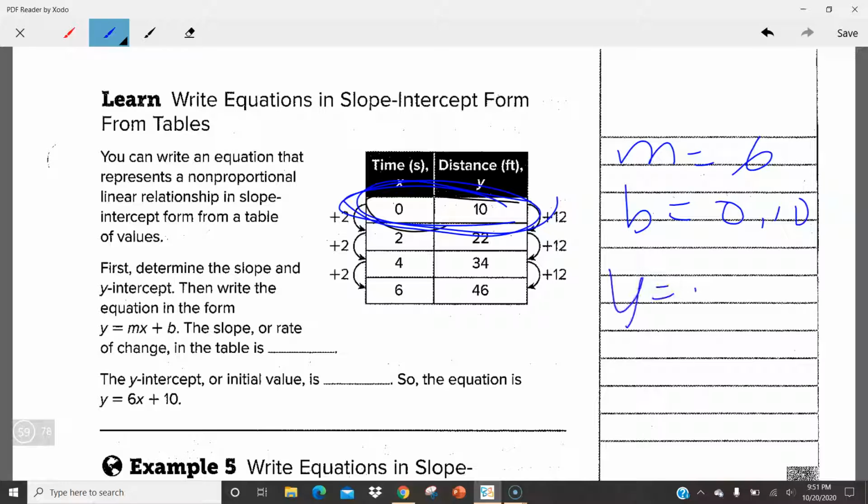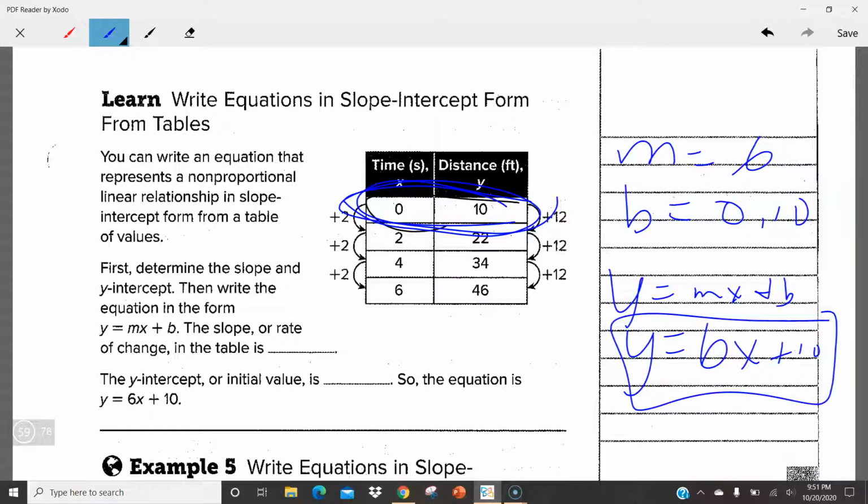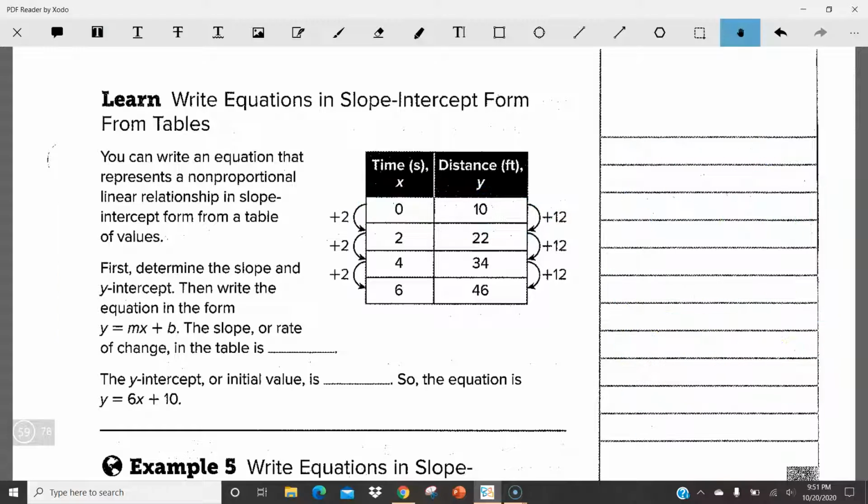So I put in my equation y equals mx plus b. My slope is 6, my x is whatever I choose for it to be later, it's my general x, and b is going to be 10. Y equals 6x plus 10. That's my equation. Let's take a look at the next problem here.